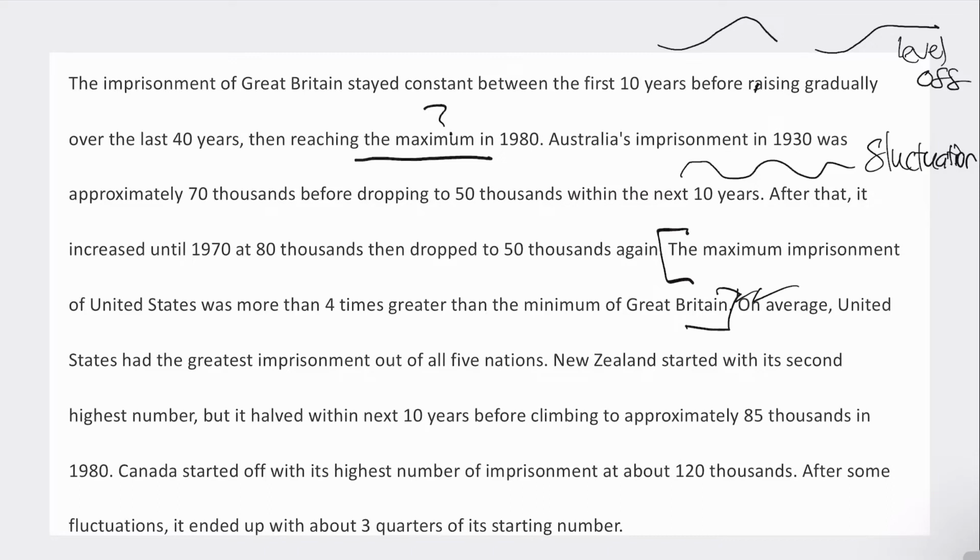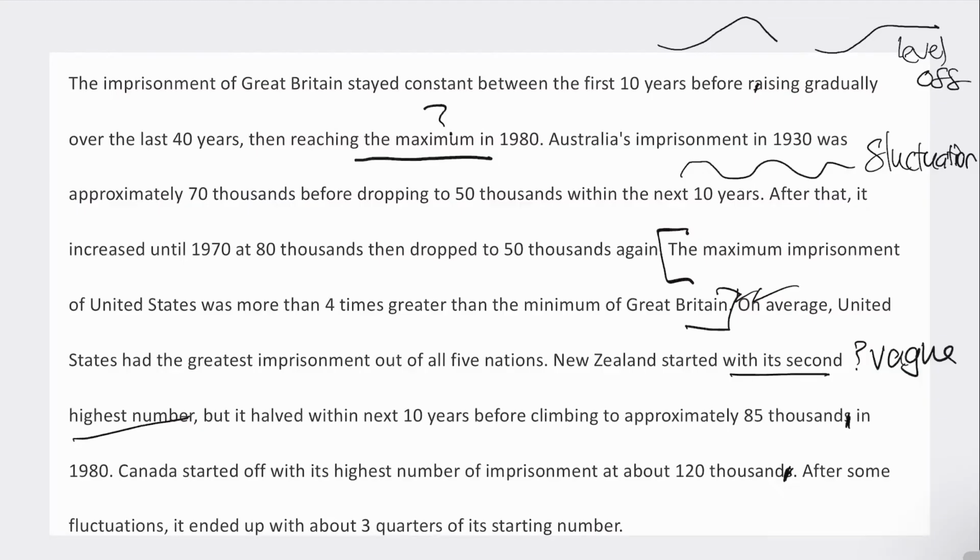Will climb to approximately 85,000 in 1980. With its second highest number, that's too vague. Be specific. Give me the number it had. Canada started off with its highest number of imprisonment of about 120,000. After some fluctuations, it ended up with about 3/4 of its starting number.